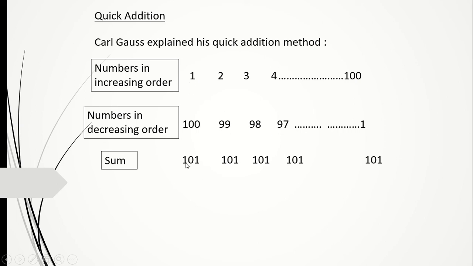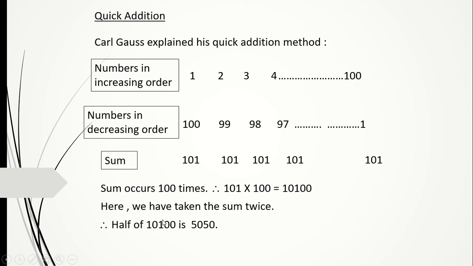And the sum he got was 101 every time, no? 100 plus 1 is 101. 99 plus 2 is 101. 98 plus 3 is 101. And this 100 plus 1 is again 101. Now, this way he has added the numbers 100 times. So that sum came 101, 100 times. So his answer was 10,100. So quickly he got it. But in this way, we have added 1 to 100 twice. Once in increasing order and once in decreasing order. So he divided that by 2 and he got his answer quickly, 5050. Okay.